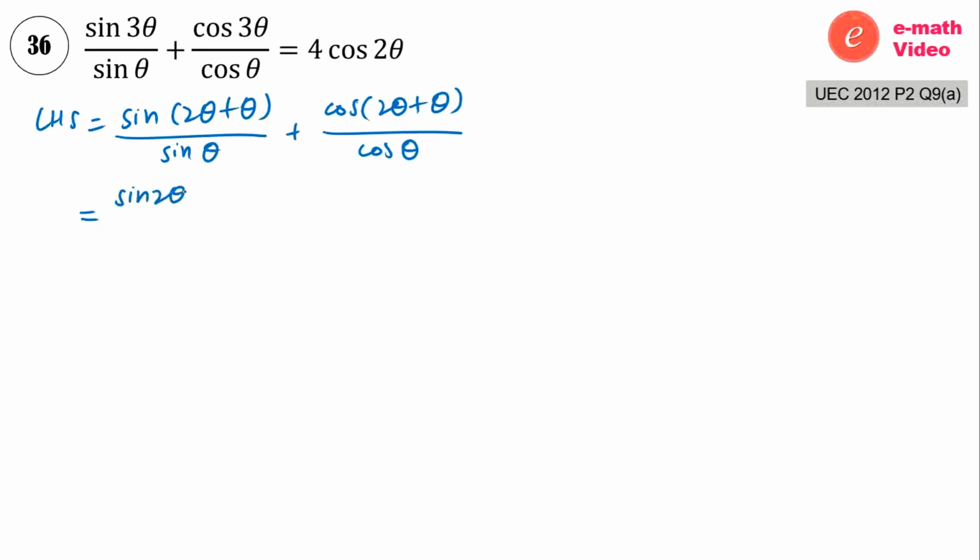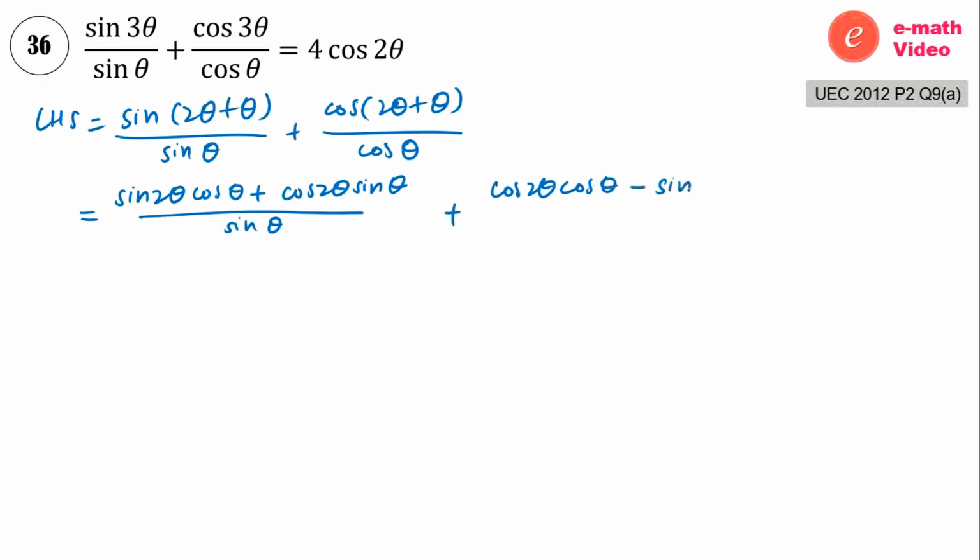Sine 2 theta cos theta plus cos 2 theta sine theta over sine theta. Same thing for the second fraction: plus cos 2 theta cos theta minus sine 2 theta sine theta over cos theta. And then we have the double angle here. Sine 2 theta is 2 sine theta cos theta, but we have to multiply another cos theta here. So it will just be cos square theta plus cos double angle. Again, I'll write it down for you.